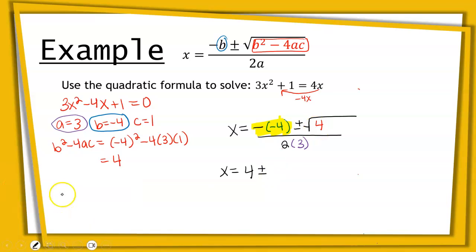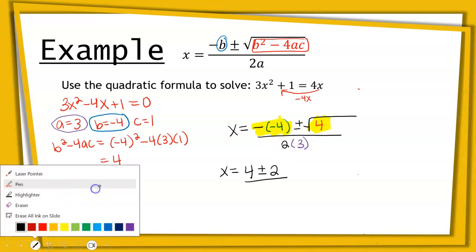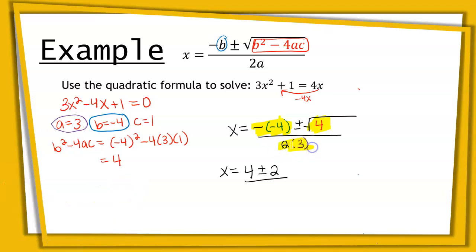The next thing I can simplify is this square root, if it simplifies. Now in this case, the square root of 4 is going to be 2. And so I can write it as 2 all over. I can now simplify that bottom piece. So now I can simplify this piece right here. That is going to give me 6.